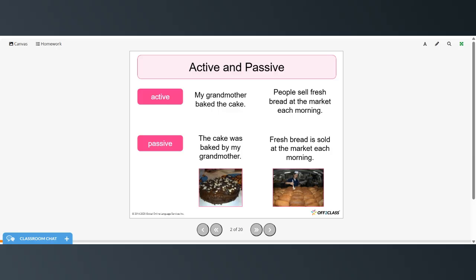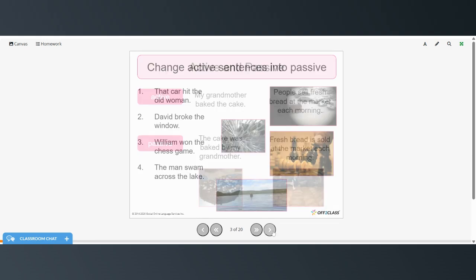So my grandmother baked the cake. It's active. The cake was baked by my grandmother. Passive. People sell fresh bread at the market each morning is active, and fresh bread is sold at the market each morning is a passive sentence.